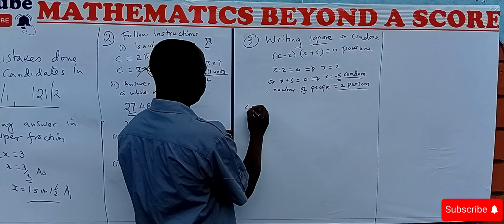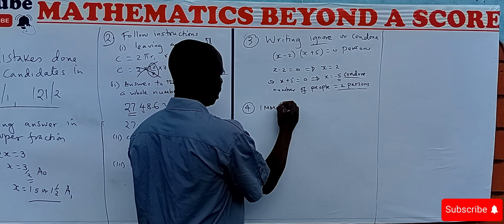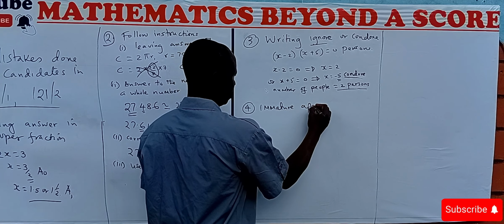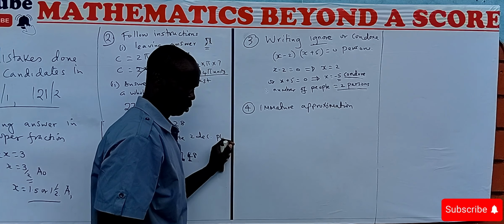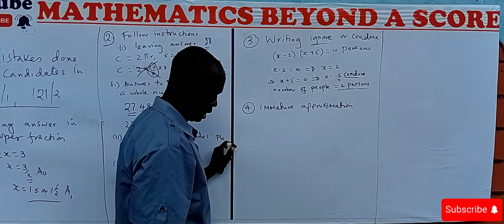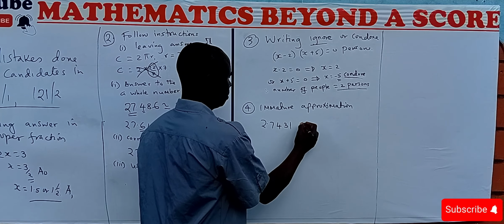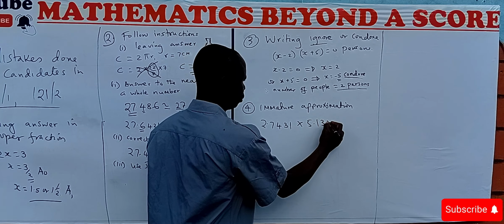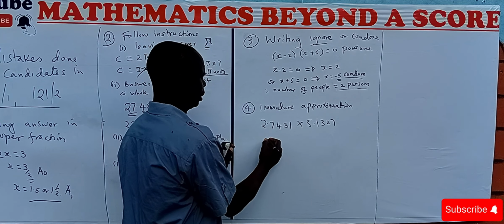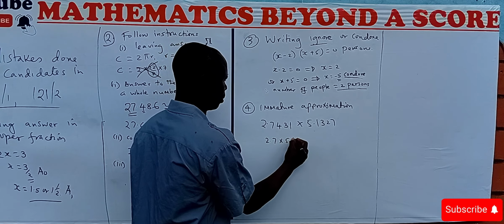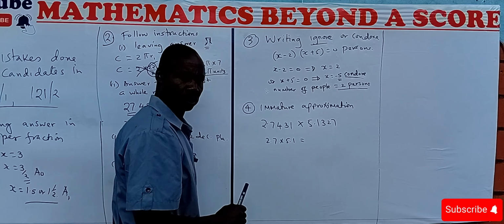There is number 4, immature approximation. You see, you are working and you have gotten a figure like 2.7431 multiplied by 5.1327 in the calculator. You see, some of the students will calculate 2.7 times 5.1 and then they get the answer. This one is wrong.